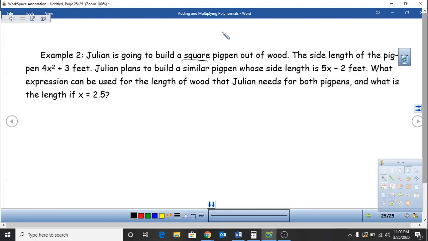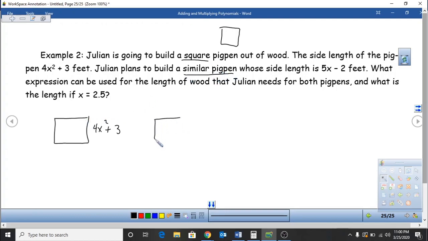So the first thing to note is that this pig pen is a square, and what we know about squares is squares have 4 equal sides. I know this isn't the best picture, but just trust me, all squares have 4 equal sides. So this might be a little bit easier if I draw it first, right? One of the pig pens he builds has a side length of 4x squared plus 3.